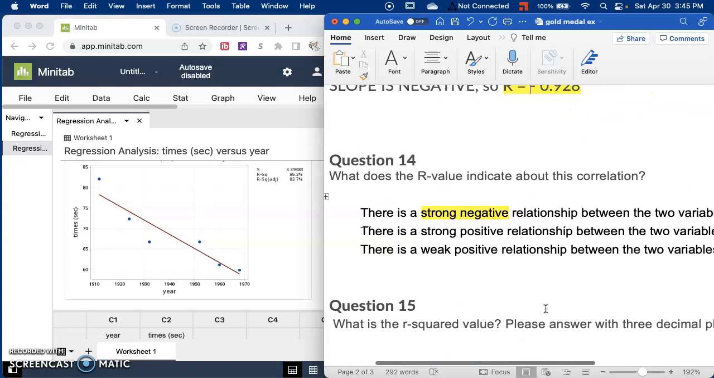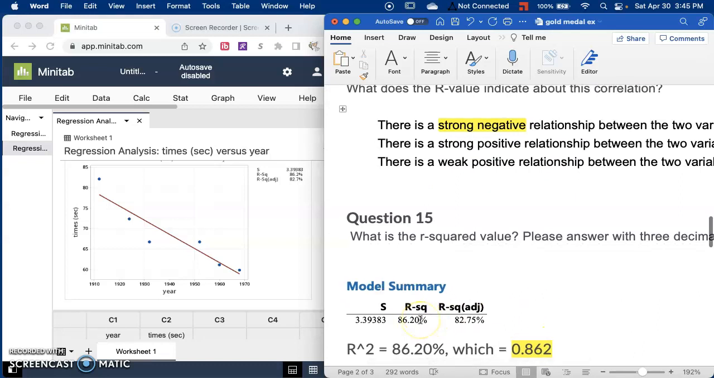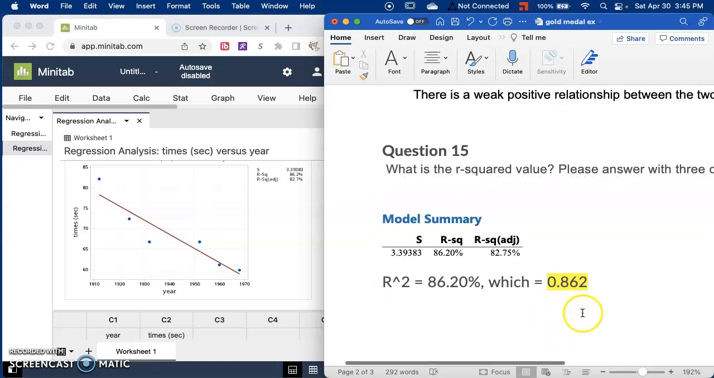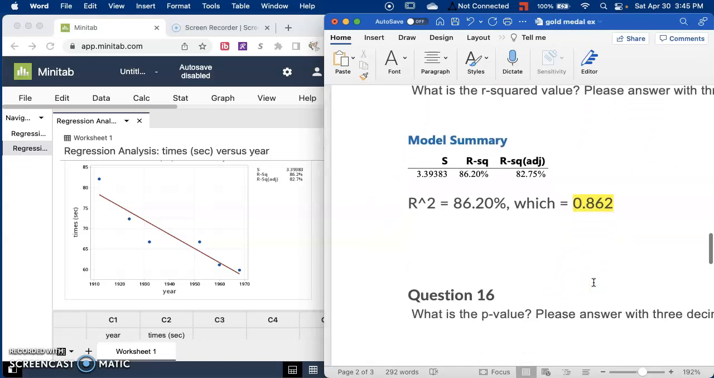What is the R squared value? Okay, it pretty much gave us that. It is 86.20%. You have to just change that to a decimal, and then again round it to 3 decimal places, so it's 0.8620, which is just 0.862 as far as 3 decimal places.